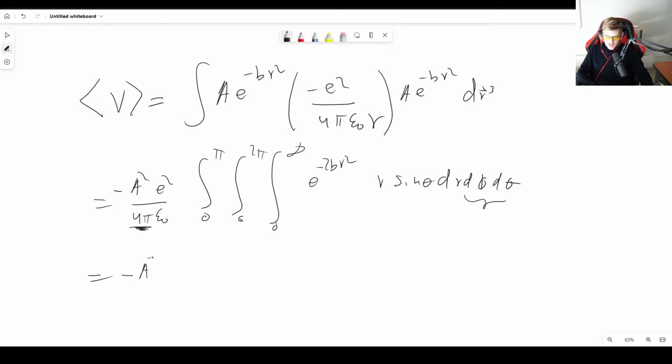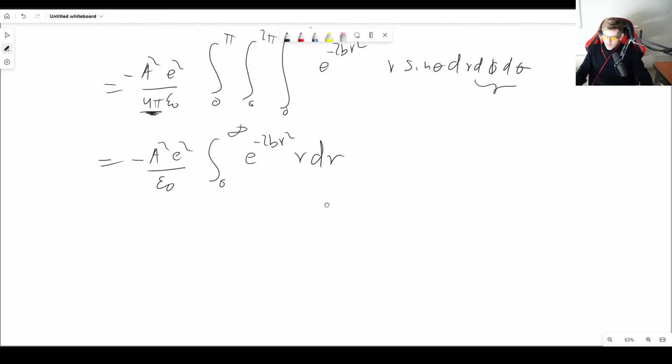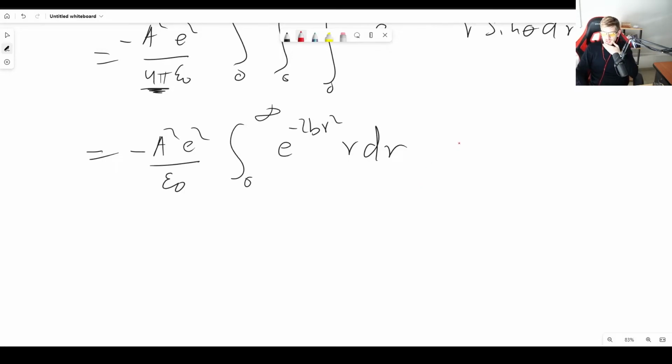So we get minus a squared e squared divided by epsilon naught. And we only have the integral from 0 to infinity of e to the minus 2b r squared r dr. And now this is a much simpler integral than we had before. To solve this integral, the easiest way would be to use substitution. So we could say u is going to be minus 2b r squared, and du is going to be simply the derivative of this, which is going to be 4b r dr. So we can put this into this equation.